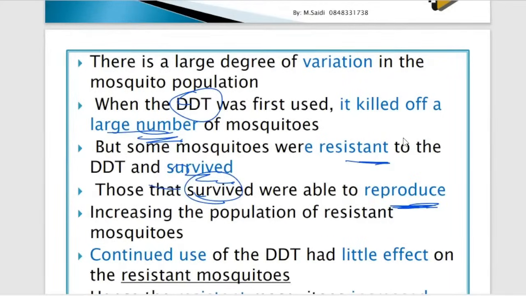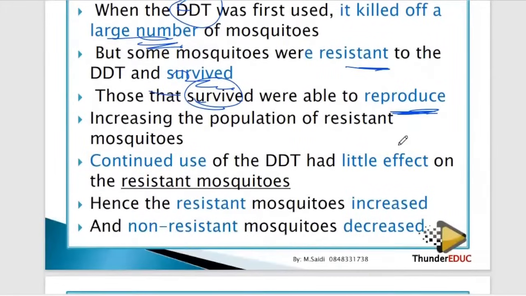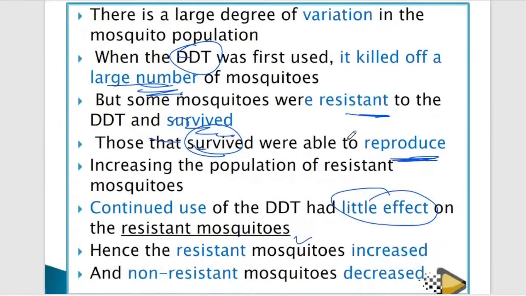The continued use of this application, ARVs, DDT, whatever the question is asking you about, will have little effect on those organisms. In this case, they are mosquitoes. It could be bacteria, it could be virus. Hence, the resistance of the mosquito has increased. So basically, that's what you talk about. It's not a big deal, but let's know how to apply it.